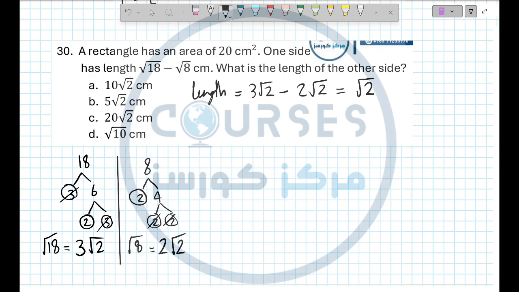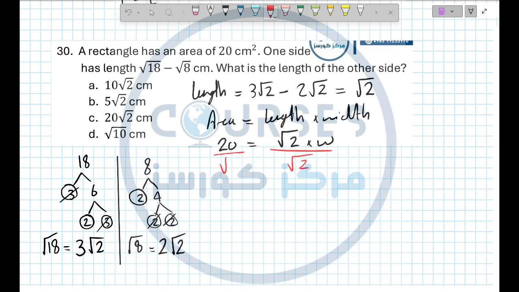Okay. So let's apply the same. We found the length. Let's find the length of the other side, which is the width. So area equals length times width. So the area is 20, equals the length we have, which is radical 2, times width. Let's do the same as we did. Divide by radical 2, divide by radical 2. So W equals 20 over radical 2.